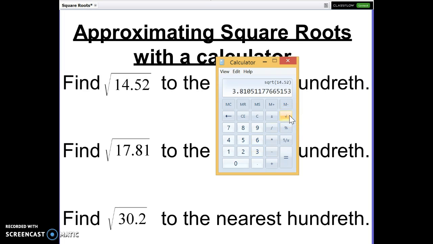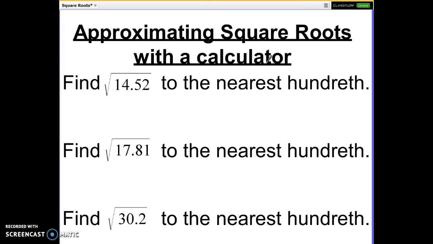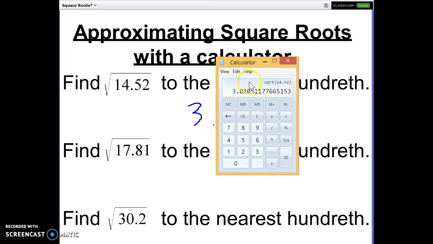So here we see this really long number, and it actually continues to go on and on and on. But we are going to round to the nearest hundredth, and so that would be right there. So it would be 3 and 81 hundredths. 3 and 81 hundredths.